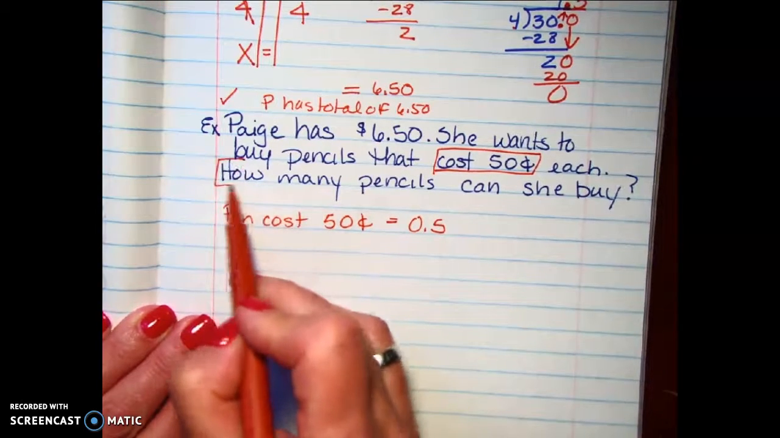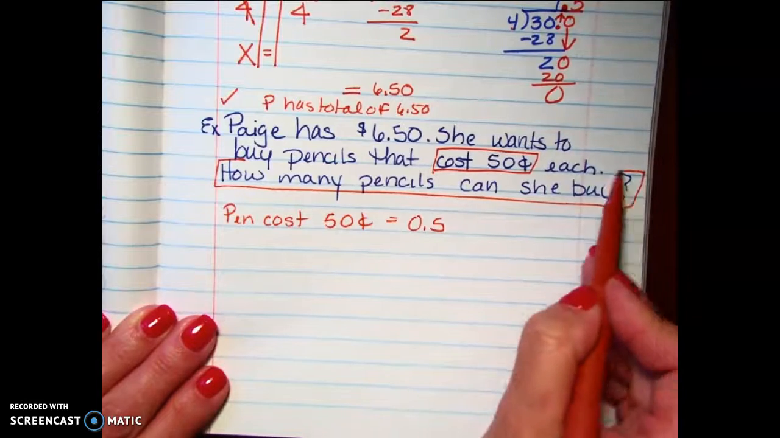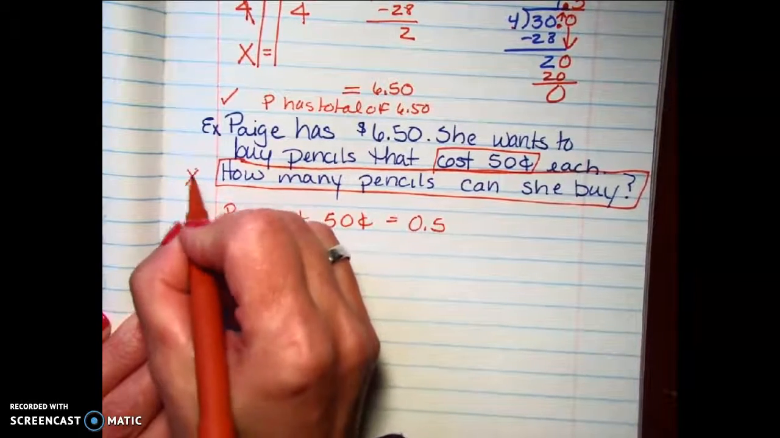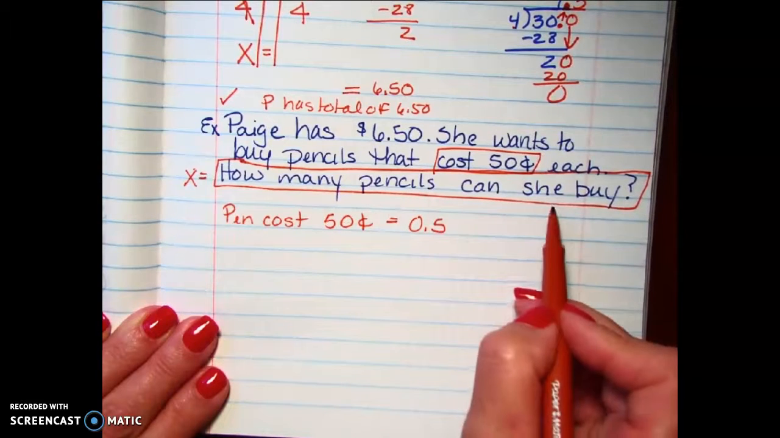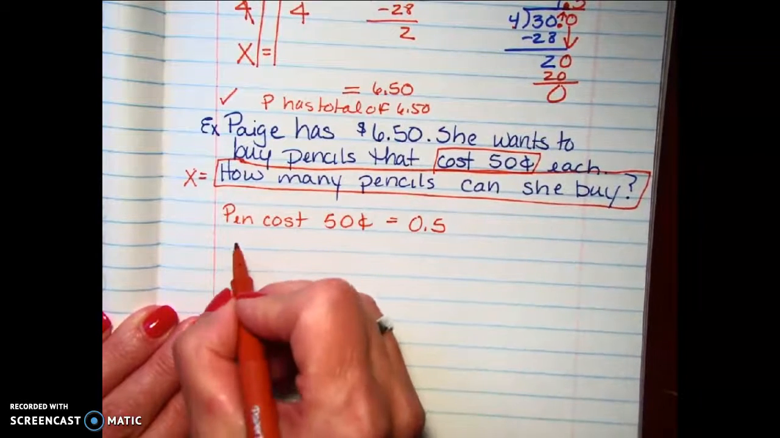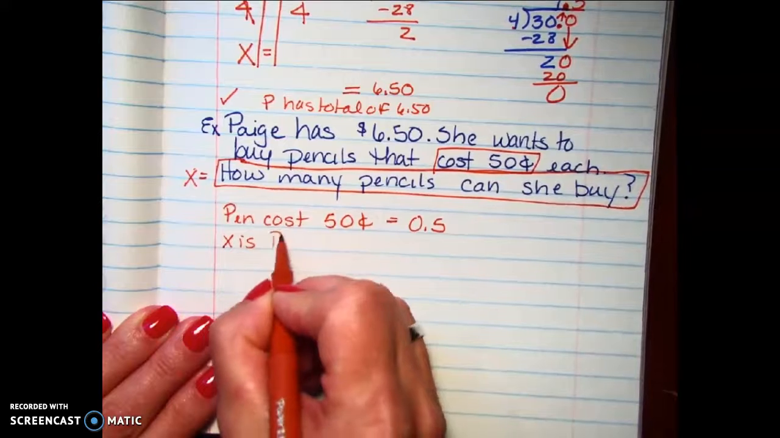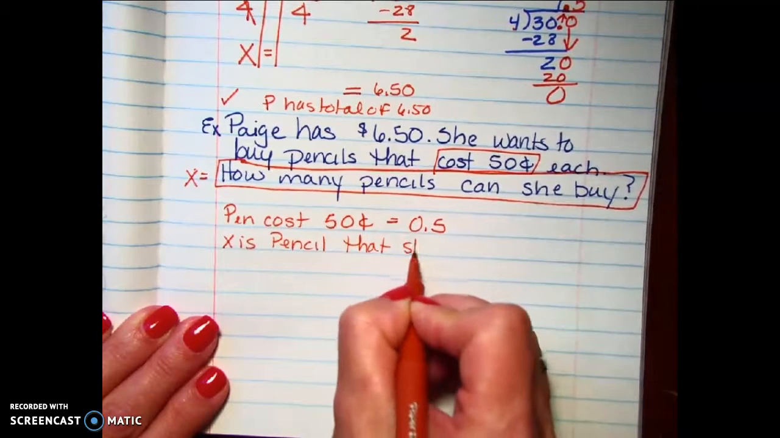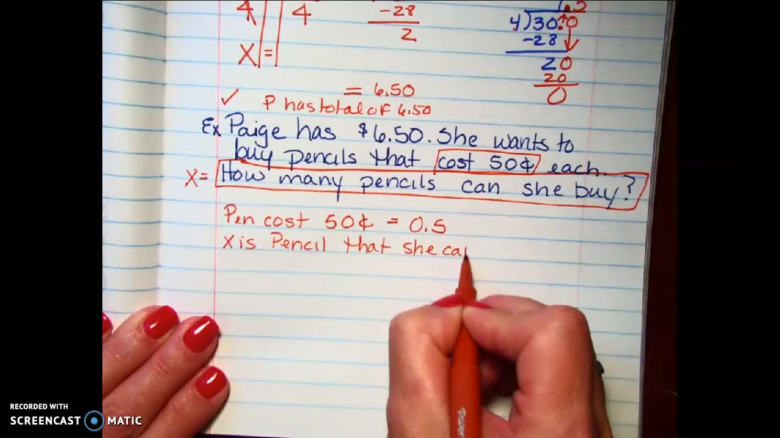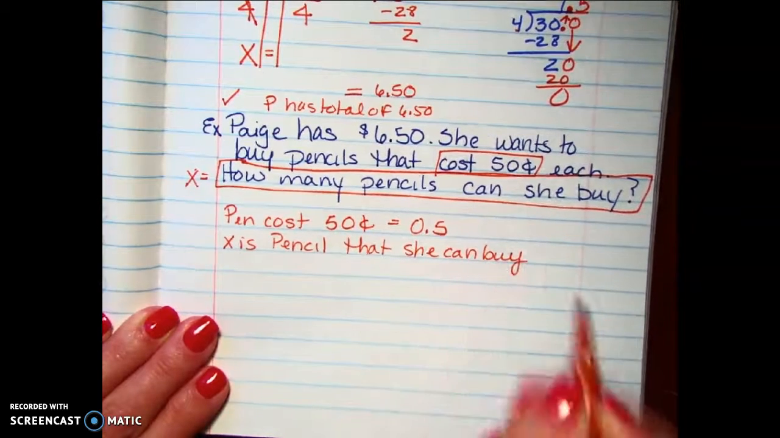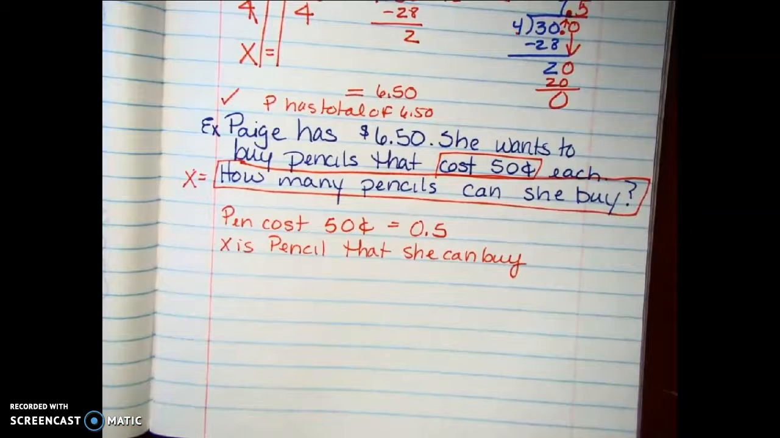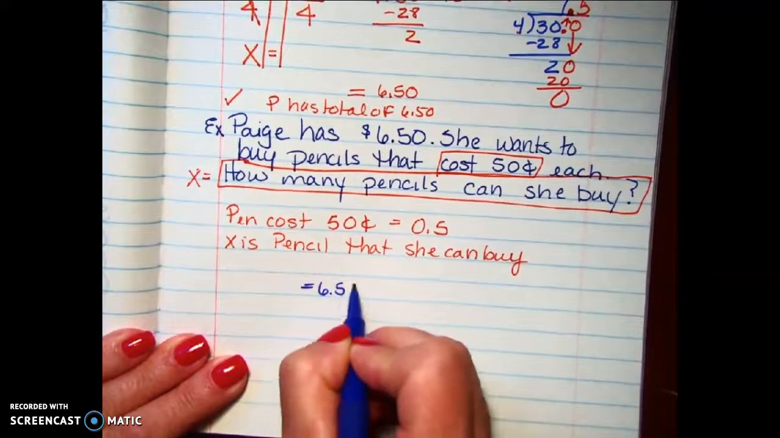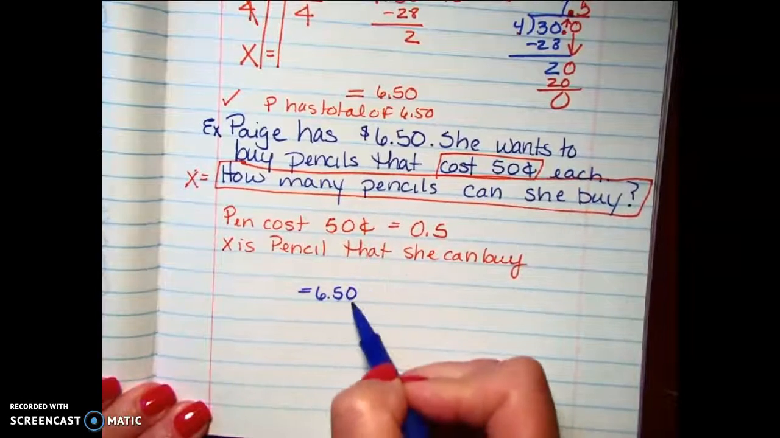Now this here, that's my x because I don't know. X is always the unknown. How many, or my variable, how many pencils can she buy? So x is pencils that she can buy. All right, so now can I put my problem together? Well, I said that she had this amount, so I'm going to go like this. She has $6.50. That's what it equals.